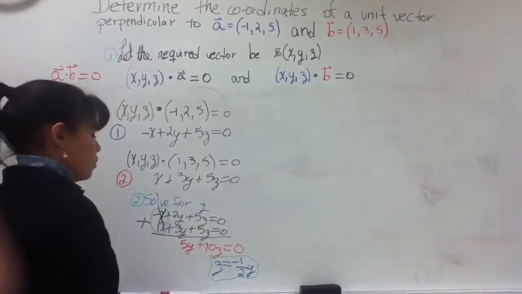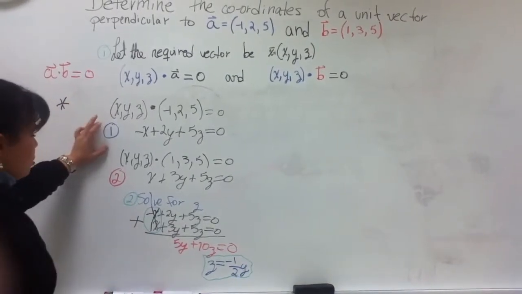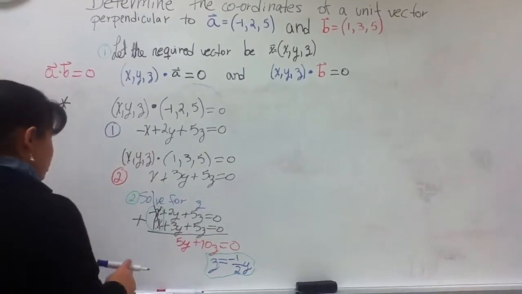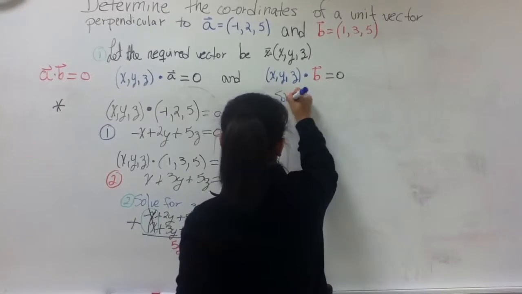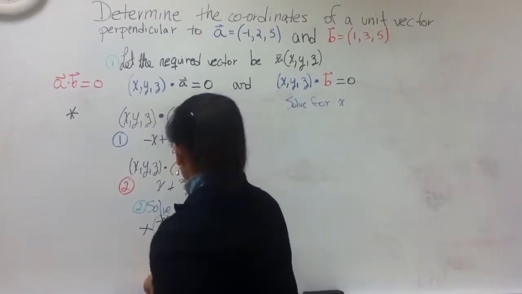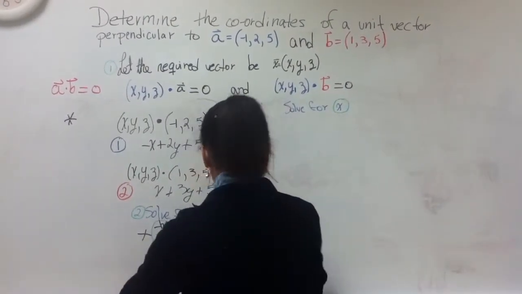Okay, so now that we have our z value, we can plug that into any one of our two equations, equation number 1 or equation number 2, and then we're going to solve for x. So let's write that down. Solve for x. That would be our step number 3.